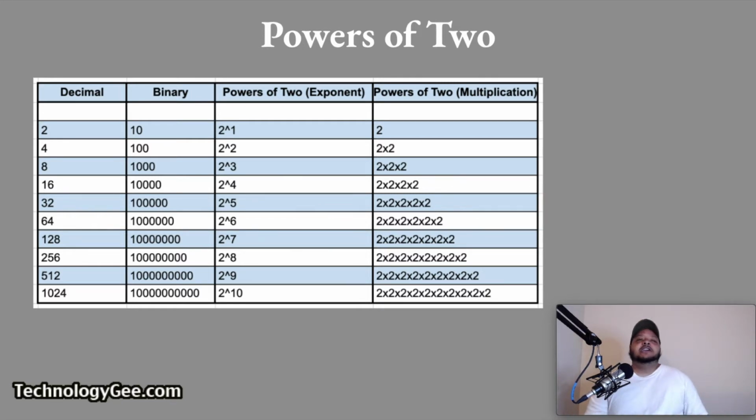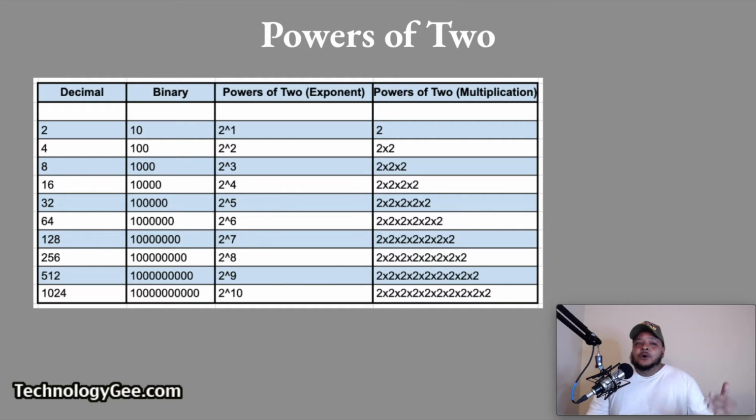So if we look at the chart here, we've got the decimal number 2. And I've already explained to you its binary equivalent, which is 10, or 1, 0. Now, if we want to write 2 out in exponential form, that'll be 2 to the first power, and that'll result in the number 2. If we go to 4, written out in binary it is 100, or 1, 0, 0. If you want to figure out the exponential form of the number 4 based off of the number 2, that'll be 2 squared, or 2 to the second power, which is 2 times 2.